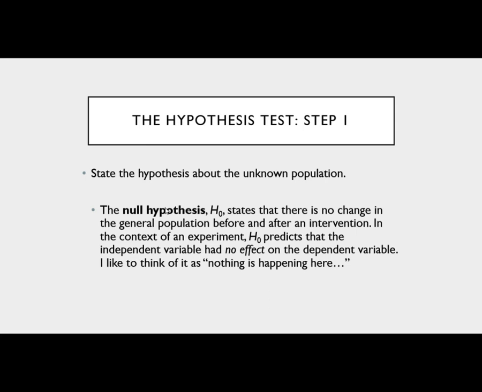The null hypothesis, H sub 0, states that there is no change in the general population before and after an intervention. In the context of an experiment, H sub 0 predicts that the independent variable had no effect on the dependent variable. I like to think of it as nothing is happening here. There's no difference.